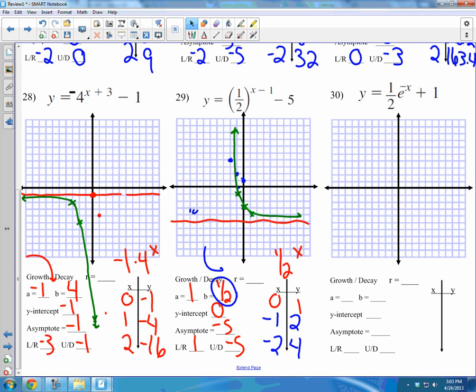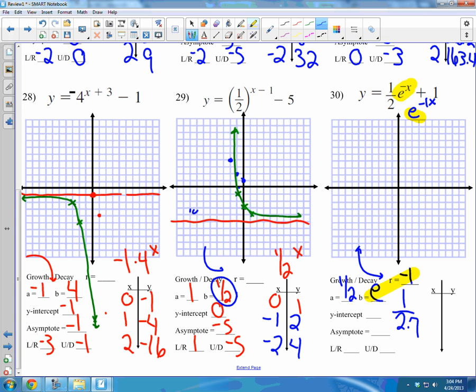So in this problem, B is e, A is a half. So how do I know it's decay? Because in this exponent right here, this x is not negative. That's really an e to the negative 1 times x. So that negative being here makes this e become 1 over e, or 1 over 2.7, and that's less than 1. So that's why I'll be choosing decay when I pick my points, okay?